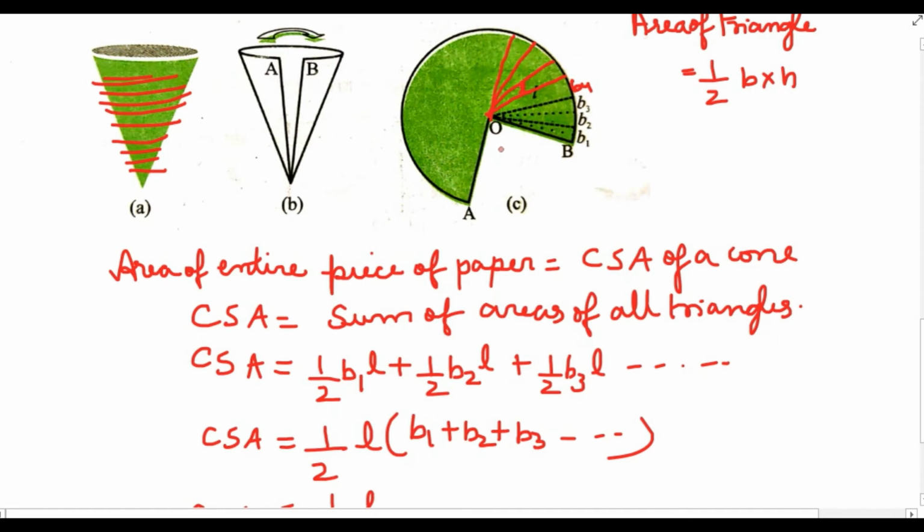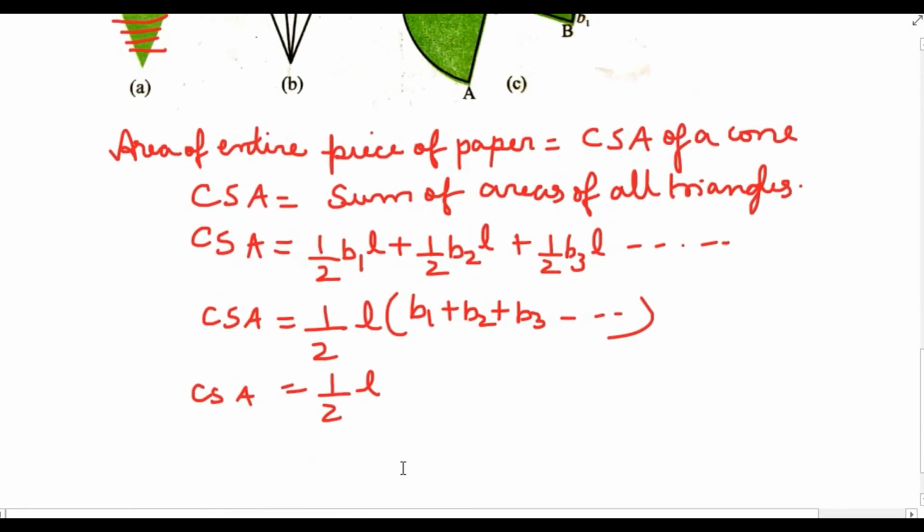Perimeter means it is the circumference of the base of the cone, and the base of the cone is in the shape of a circle. And we know that the circumference of the circle is nothing but 2 pi r. So we have CSA is equal to this, 2 and 2 cancel. So my curved surface area of the cone is pi r L, where r is the radius of the cone and L is the slant height.